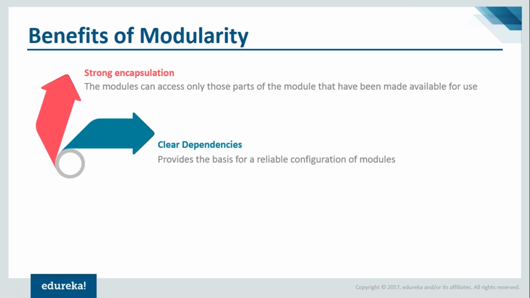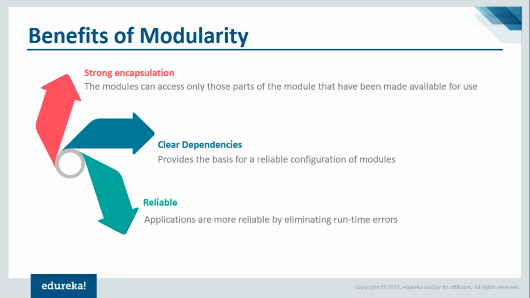Now, then comes the reliability factor. Applications are more reliable by eliminating runtime errors. Let's take an example wherein you're running an application and during runtime there are some missing classes. Again, you find the error, which is ClassNotFoundException. So all these can be eliminated by making use of modularity. So this is what Project Jigsaw actually brings in and helps you achieve as well.